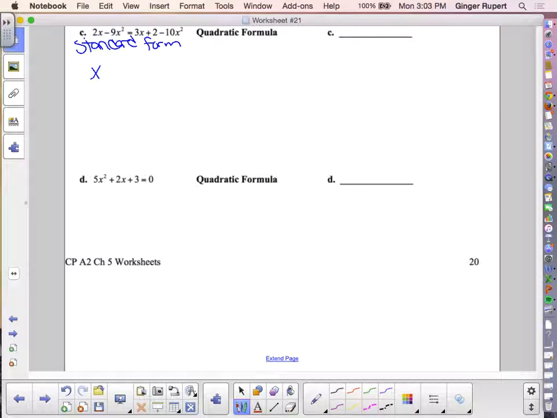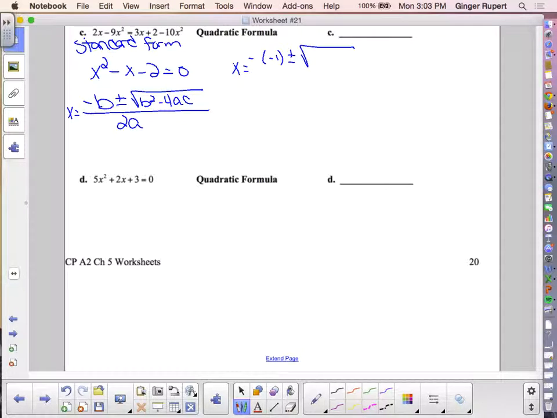That will give me x squared. I will subtract the 3x from both sides. That gives me a -x, and subtract the 2. Remember the quadratic formula, minus b plus or minus the square root of b squared minus 4 times a times c all over 2a. So here, x is equal to minus -1 plus or minus the square root of -1 squared minus 4 times 1 times -2 all over 2 times a, which is 1.